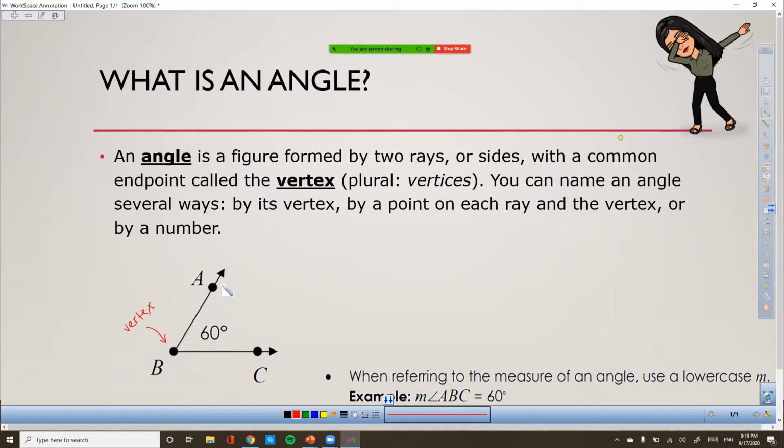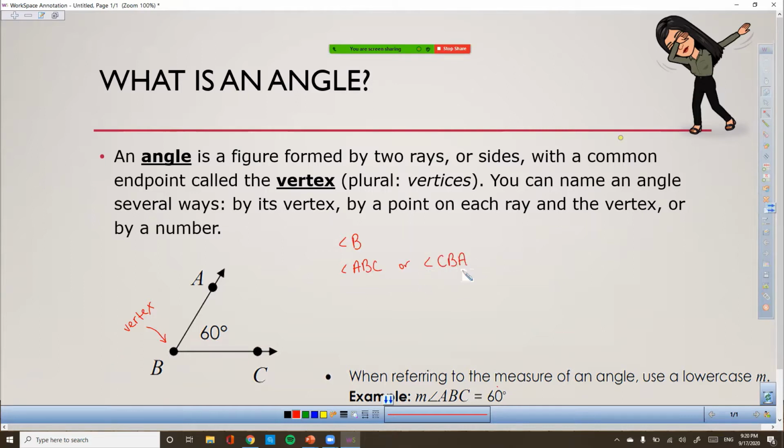There are several ways we can name this angle that I have right here. First one is by its vertex. So this angle can be called angle B, and we use that little symbol here to say angle. So this angle can be called angle B, by its vertex, or by a point on each ray and on the vertex. So this angle can also be called either angle ABC or angle CBA.